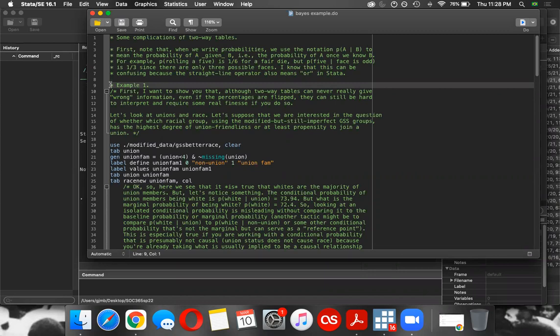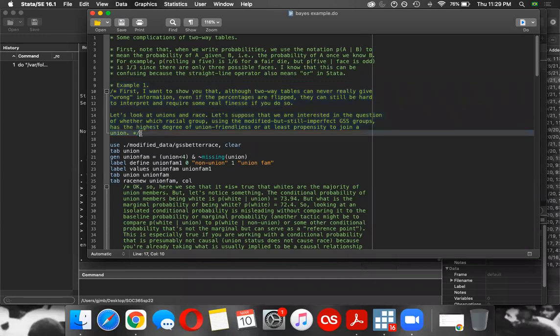And I want to give you an example of how it takes a little more work when you've calculated conditional probabilities in a way that's not exactly how you meant to do it. And I can also show you, however, a way to uncover the correct information. So let's say we're interested in this question of unions and race, and we'll suppose that we're interested in which racial group, using the modified but still sort of imperfect GSS groups that I showed you how to compute, has the highest degree of union friendliness, or at least propensity to join a union. And you'll see why I'm using race again in a moment, because it's a case where there's a pretty skewed distribution. So it helps us see why this has some upshot.